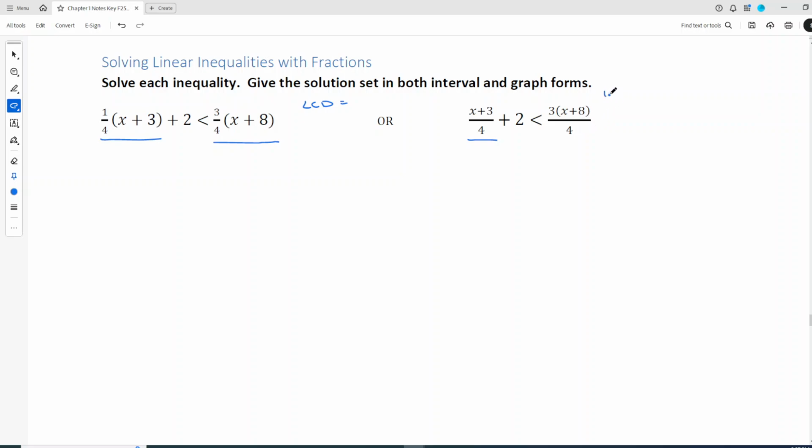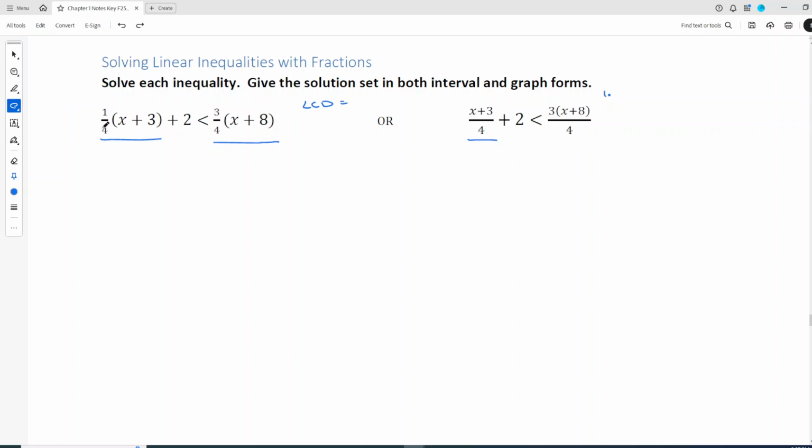So in 1.1, all the questions were written like this, and then for some reason in 1.5, they switch all the questions to being written like this. But if you like the way that 1.1 wrote it, feel free to put these as over 4. Or in 1.1, if you like the way that 1.5 is writing them, feel free to write them like this. Totally up to you.